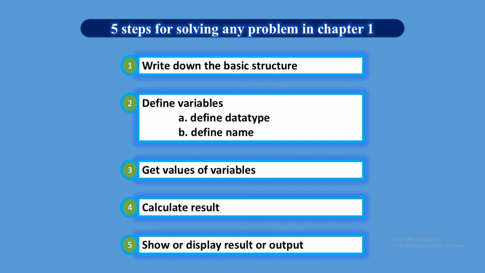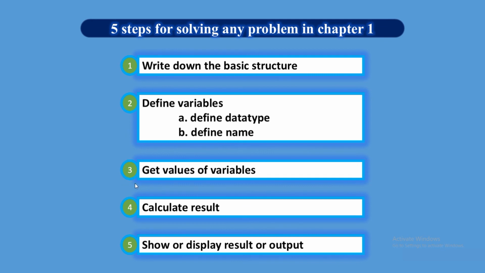In chapter 1, we solve about 20 problems. All problems are solved with the help of these 5 steps. In the first step, write down the basic structure. In the second step, define the variables. For variable definition, first define the data type, either it is int, float or character. Then define the variable name.